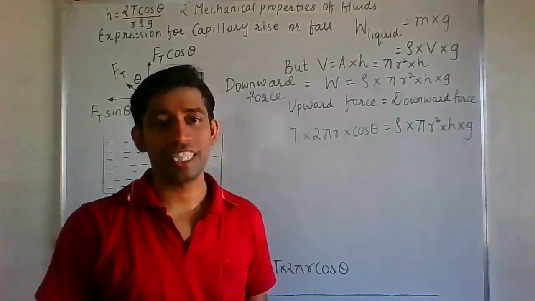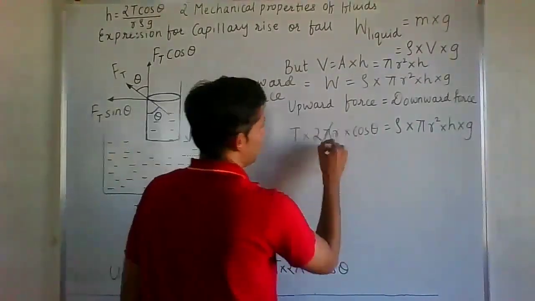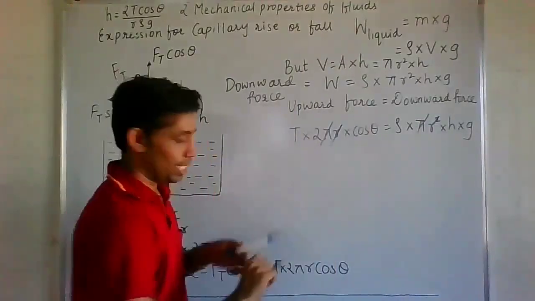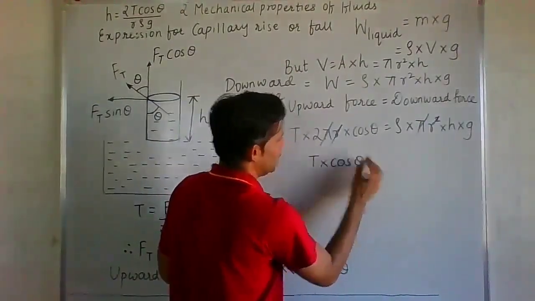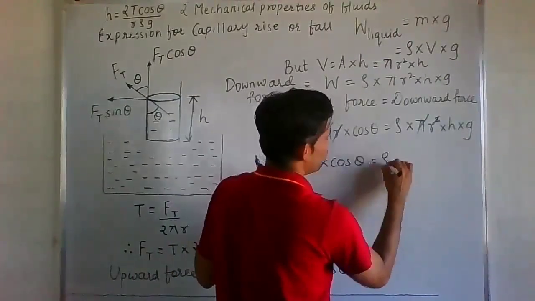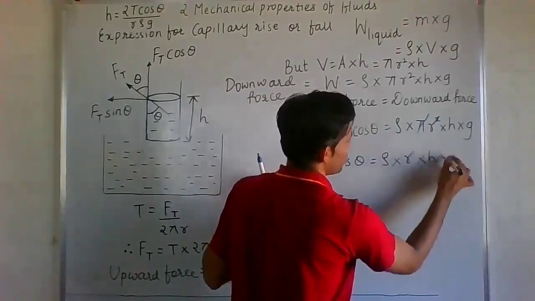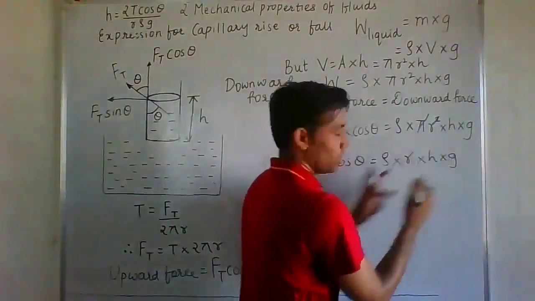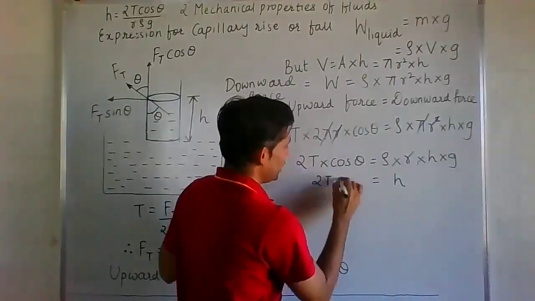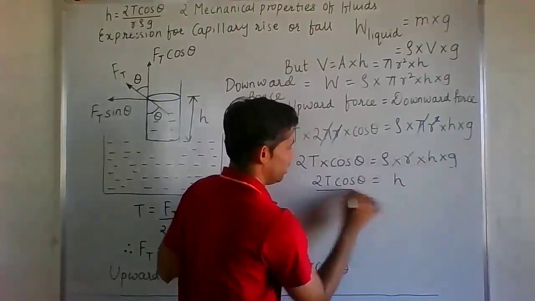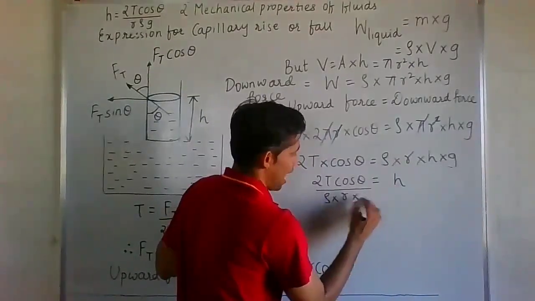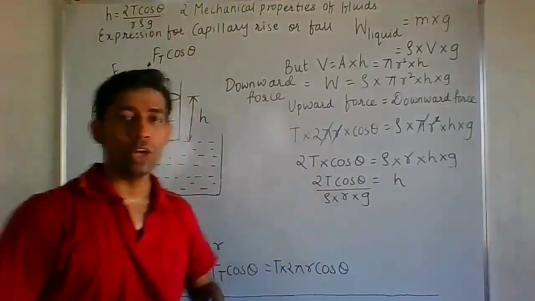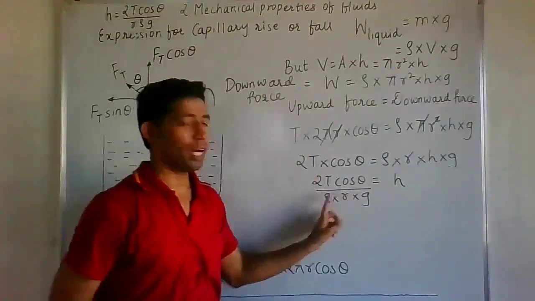Okay, now let's see what all things can get cancelled. I can see pi got cancelled. One r term can get cancelled, one r is left out. So we are having T into cos theta, 2 is also there, is equal to rho into r into h into g. We need to find the formula of h, just isolate h over there. So h will be equal to 2T cos theta, and these three terms will get divided: rho, r and g. So you can very well check whether this is matching or not. h is equal to 2T cos theta upon r rho g.